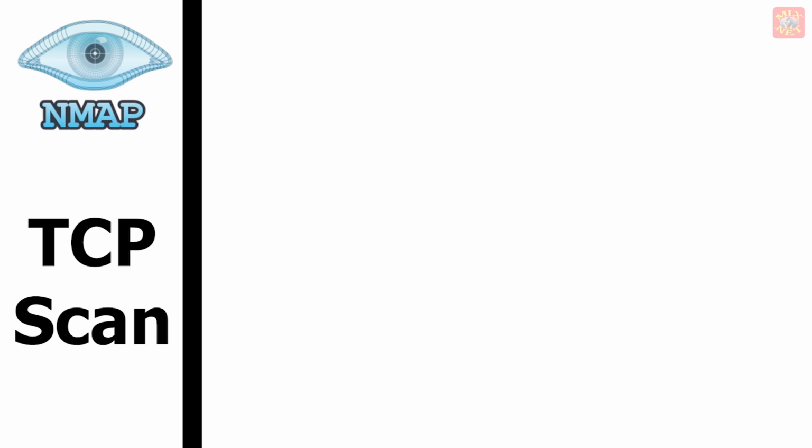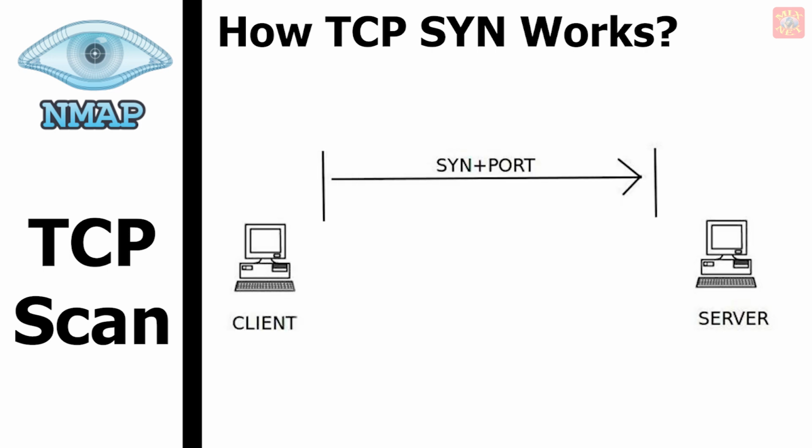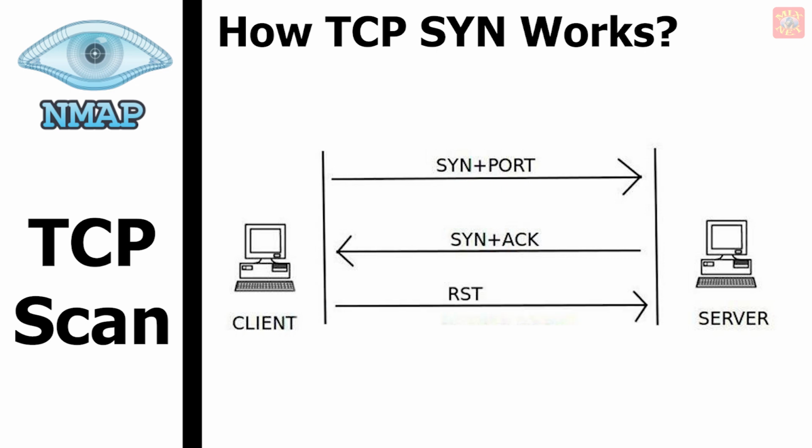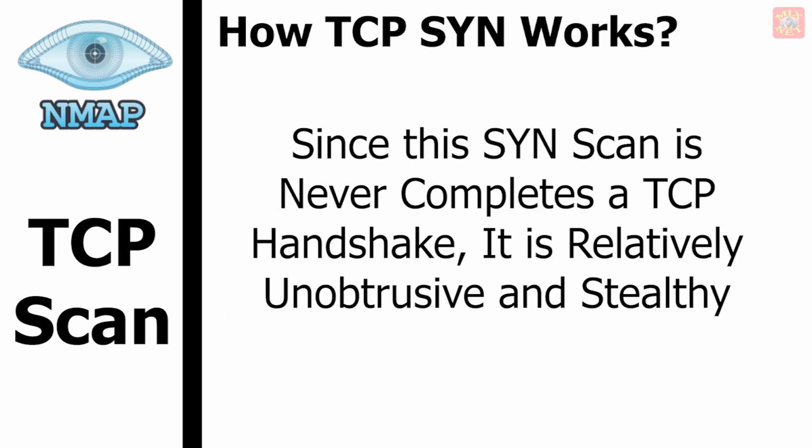First of all, let's examine how this TCP SYN scan happens. First, Nmap starts by sending a TCP packet with the SYN flag set. Using the received reply, Nmap can identify the status of the port. After identifying the state of the port, Nmap directly sends an RST packet to the target which closes the connection. This performs a half TCP handshake. Since this SYN scan never completes a TCP connection, it is relatively unobtrusive and stealthy.